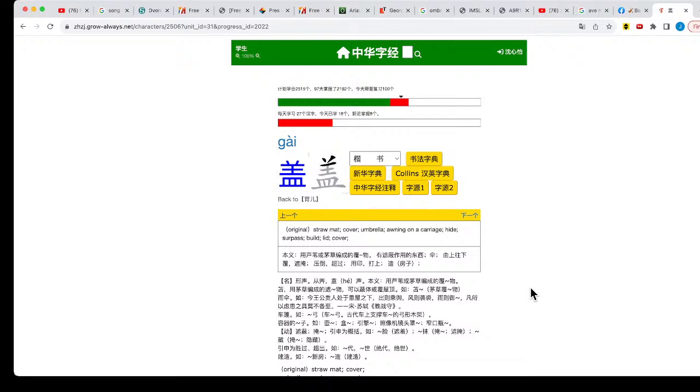So 茶盖, 杯盖, 瓶盖, that means the cap of bottles, the cap of a cup, that kind of thing. It's called a 盖. Now, because of that, it also means surpassing, or dominating, or that kind of meaning.